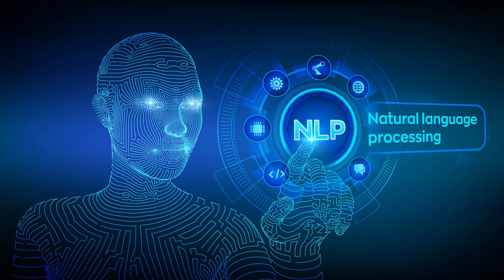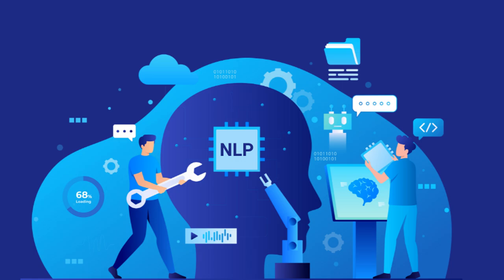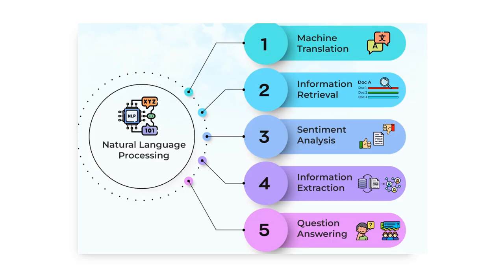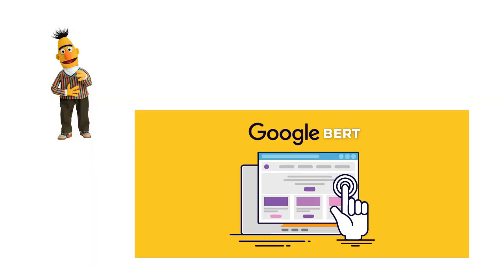Natural language processing, NLP. NLP tools are used in genomics to extract relevant information from vast repositories of biological literature. Tools like BERT, Bidirectional Encoder Representations from Transformers, are employed to help mine text data for research insights.